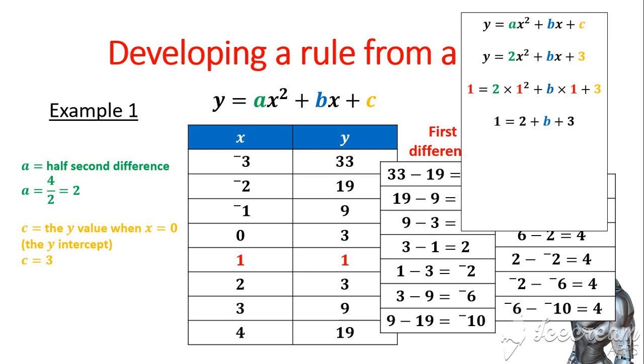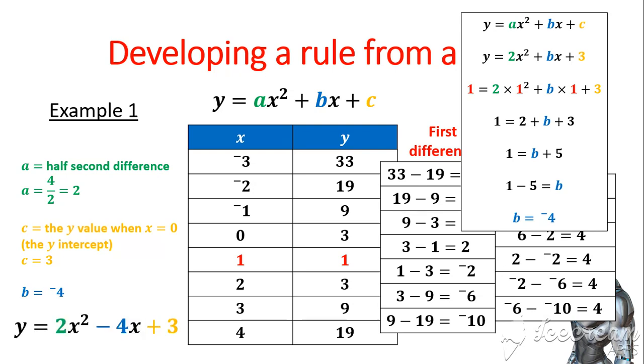Now I've worked out what 2 times 1 squared is, that's 2. So I have this equation: 1 is equal to 2 plus b times 1, which is just b, plus 3. So I have 1 is equal to 2 plus b plus 3. So 2 plus 3 is 5. So I have 1 is equal to b plus 5. And if I subtract 5 on both sides, I get b is equal to negative 4. So I've determined that b equals negative 4.